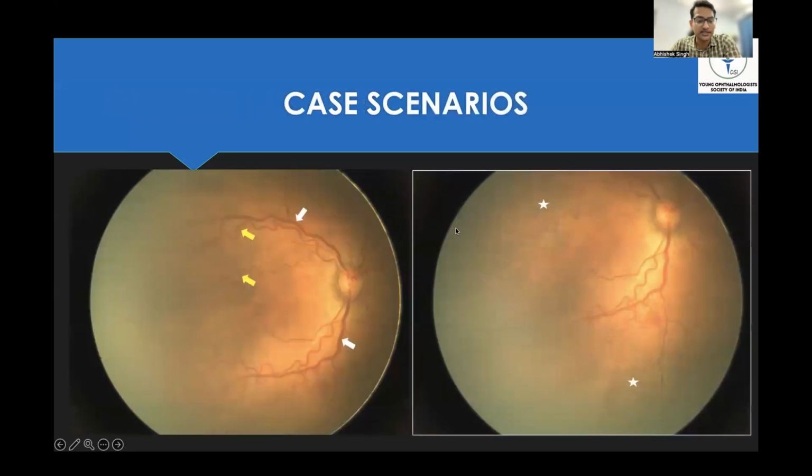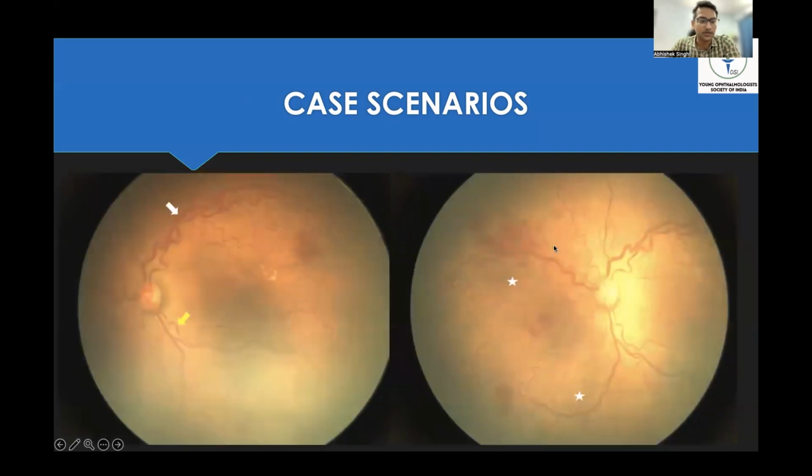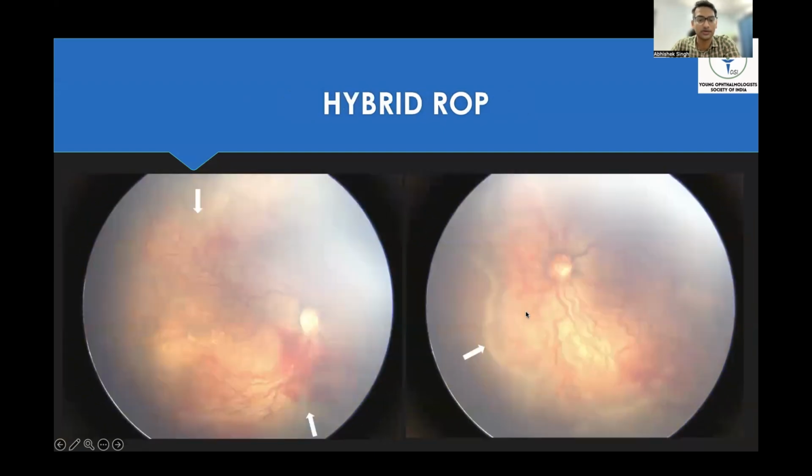There could be vitreous haze, and looking at the posterior pole, we could appreciate dilation and tortuosity of the posterior pole vessels, as shown by the white and the yellow arrows respectively. You can also appreciate the AV shunts or AV loops, which are marked with stars. This is the left eye of the same baby. Again, you can appreciate the dilation and tortuosity of the vessels and the AV shunts or AV loops, which are present in all four quadrants.